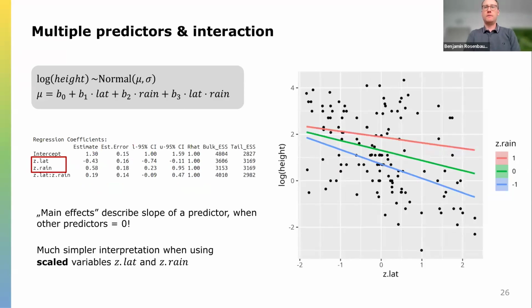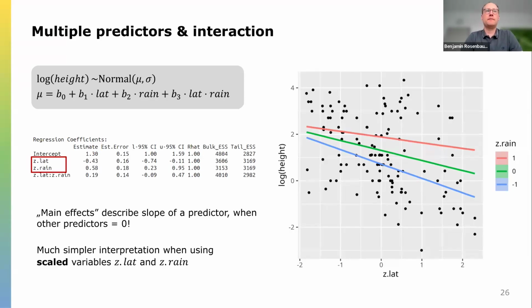And I want to note that another advantage of at least centering your predictors is that this is really convenient if you're dealing with interactions. Centering your predictors makes all your variables more meaningful, because there are these two parameters still, the slope of latitude and the slope of rainfall. They are called main effects.